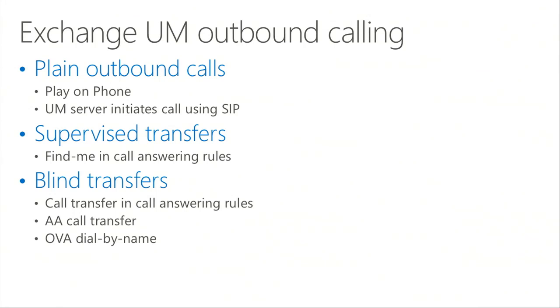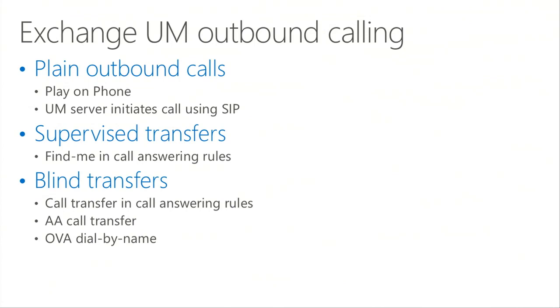So plain calls are for play on phone, in which case Exchange just makes a SIP invite to the PBX, or sorry, the IP gateway that's defined, to place the outbound call. And then it plays audio over that call. A supervised transfer is what we use when we've got a find me and a call answering rule, and blind transfers are used everywhere else.